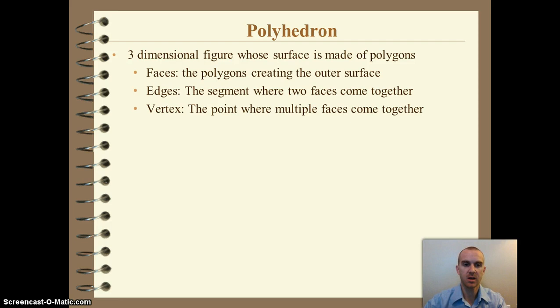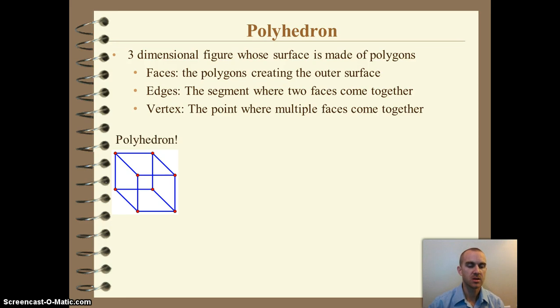multiple faces come together. So if I look at this shape, I can recognize it's made up of faces. It's got edges where all the sides come together and vertices, those points where three of the faces are coming together, so that'd be a polyhedron. If I actually counted the number of faces, edges, and vertices, I would see there are 6 faces, 12 edges or line segments, and then 8 vertices or 8 points.